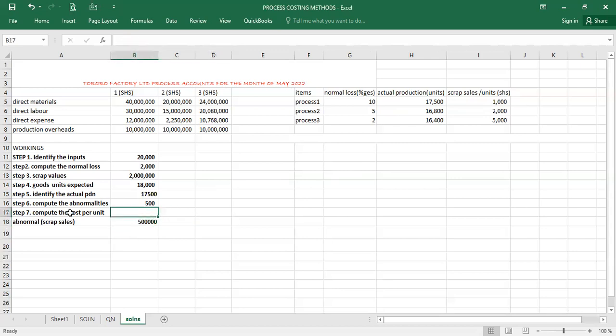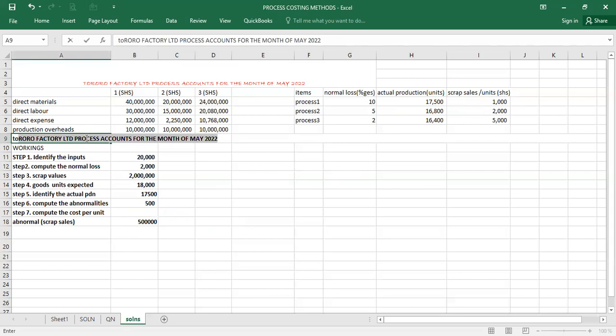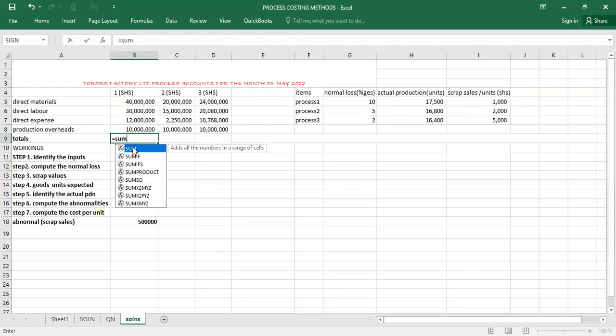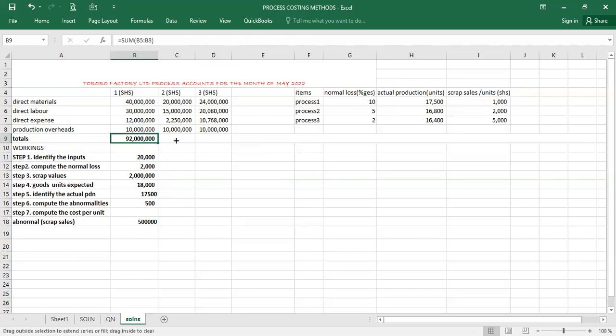So we are saying now, to get our cost per unit, we shall need to first get the totals up here for the cost we incurred. For this, we can just use equal sign sum. We sum up the whole of these costs we incurred in process 1. They are giving us 92 million. And when you get the totals there, those will be the totals for all these processes.